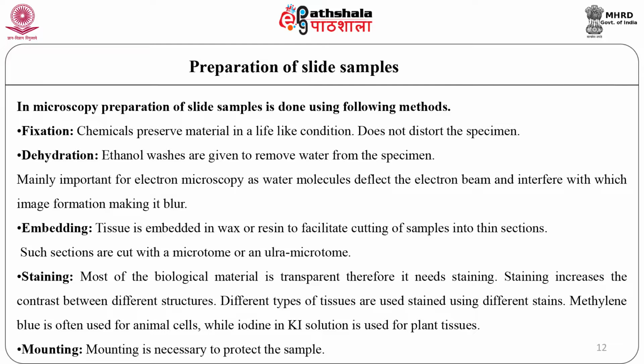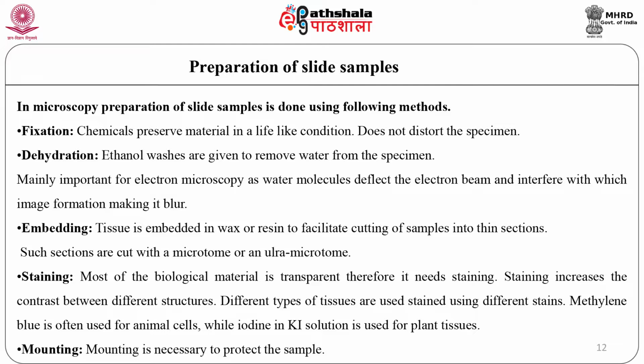This is mainly important for electron microscopy as water molecules deflect the electron beam and interfere with the image formation, making it blur. Step 3. Embedding. In this step, tissue is embedded in wax or resin to facilitate cutting of the sample into thin sections. Such sections are cut with a microtome or an ultramicrotome.